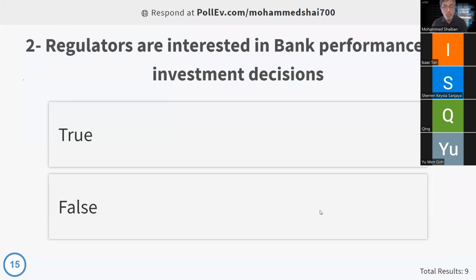Do they want to control us and see how to protect the economy, or do they want to invest in our bank? Regulators like the Reserve Bank of Australia, all those people, scary people, not really scary, but we have to comply with them.